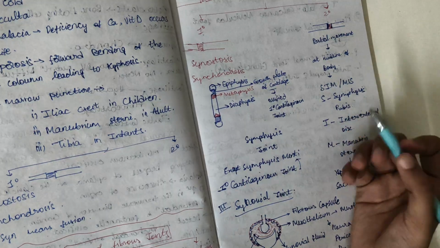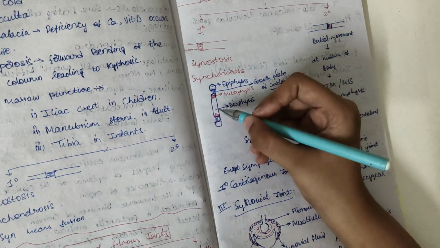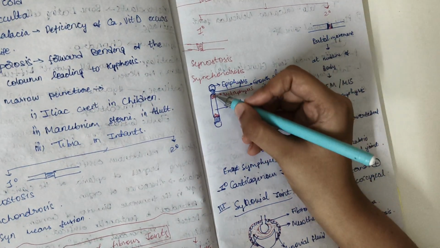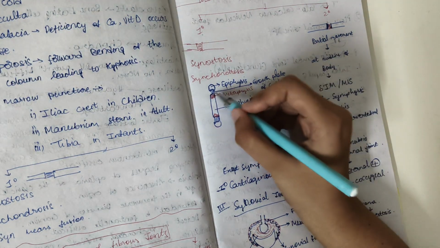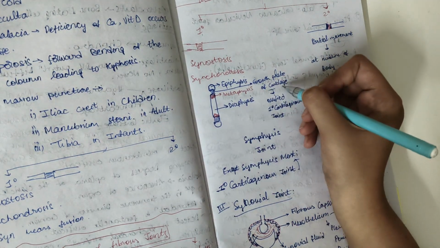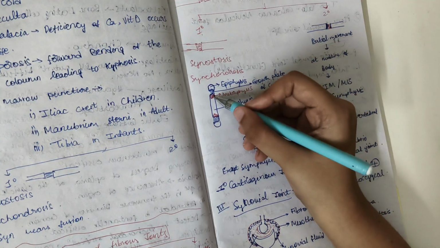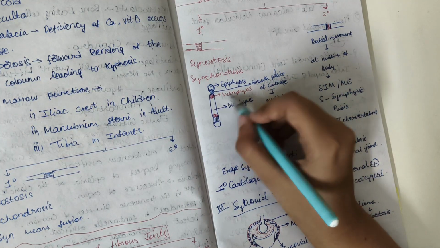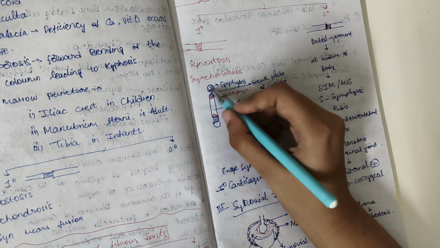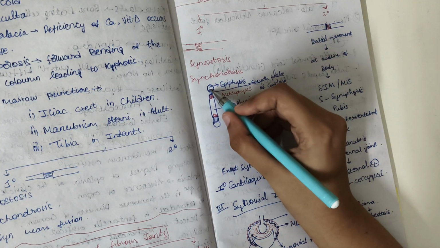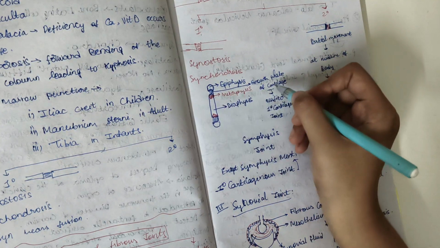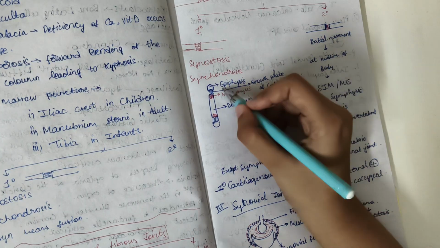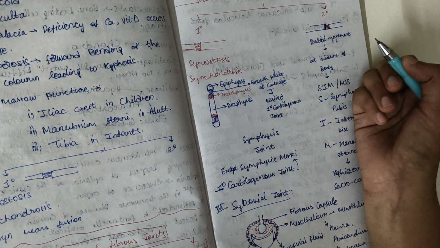Now, this is normal bone structure. The middle part is known as diaphysis. This is growth plate of cartilage. This is the growing part, and next to this is called metaphysis, and the bony part above the growth plate is known as epiphysis.